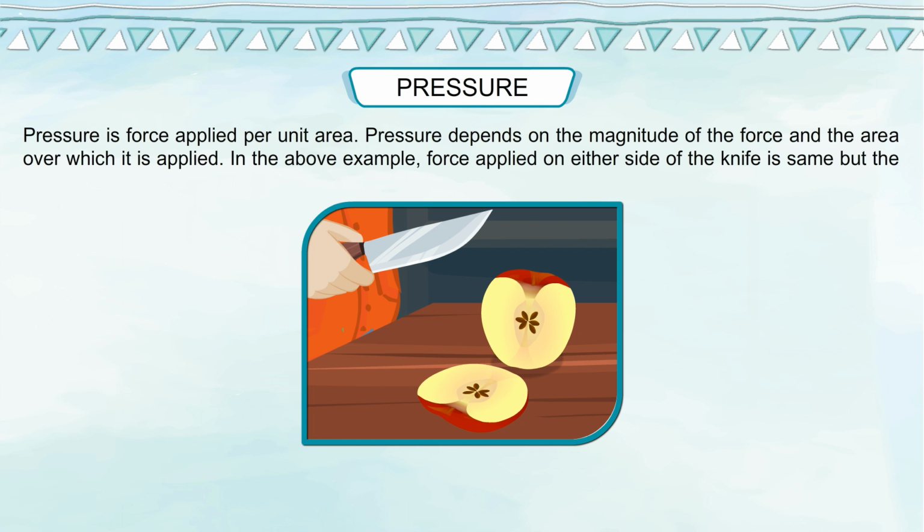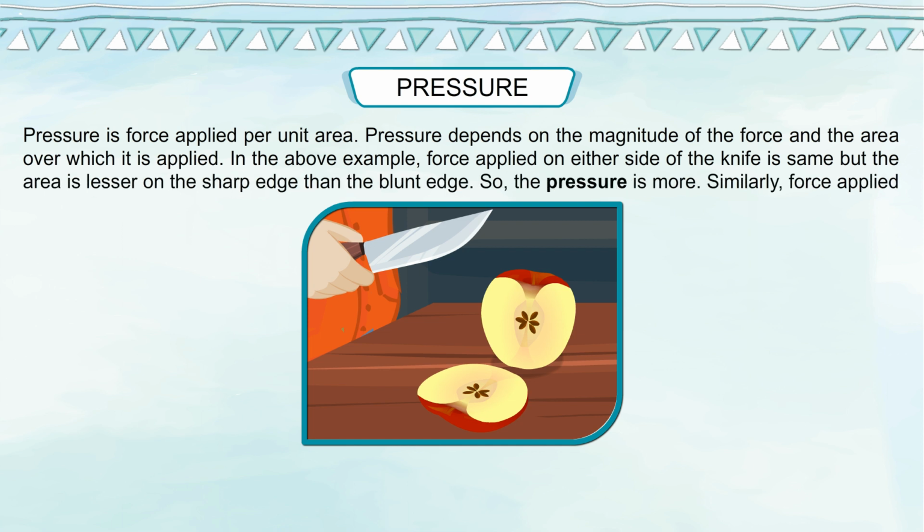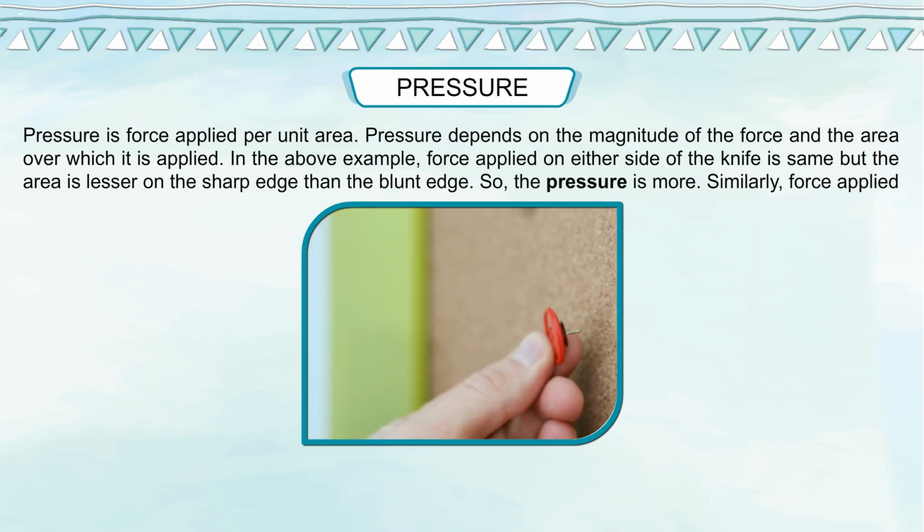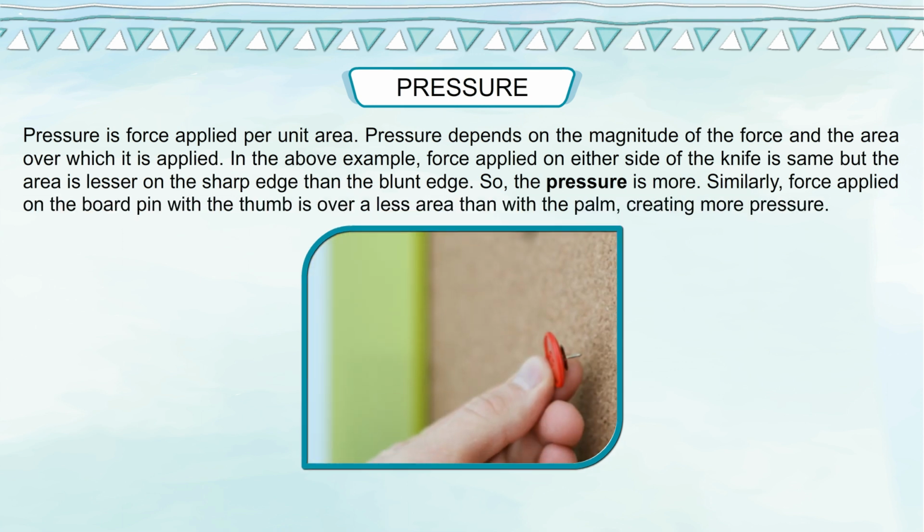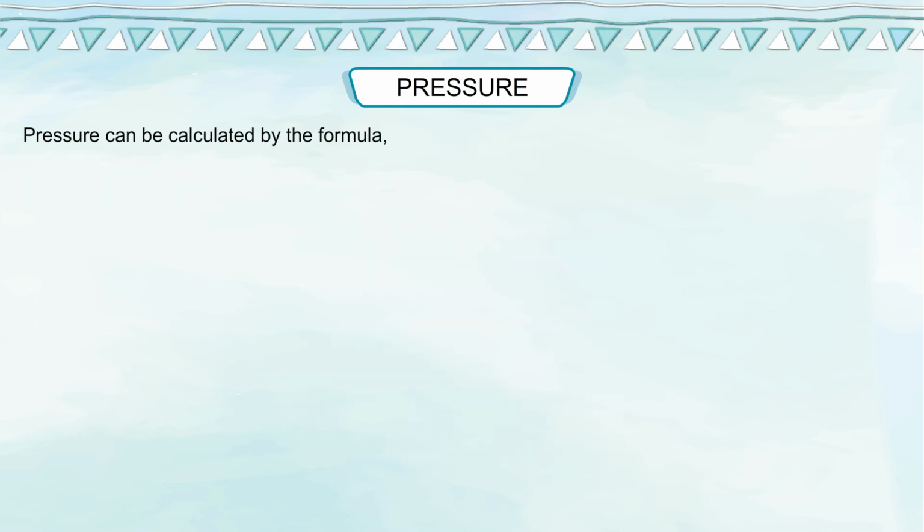In the above example, force applied on either side of the knife is same, but the area is lesser on the sharp edge than the blunt edge, so the pressure is more. Similarly, force applied on the board pin with the thumb is over a less area than with the palm, creating more pressure. Pressure can be calculated by the formula pressure P = force F upon area A.